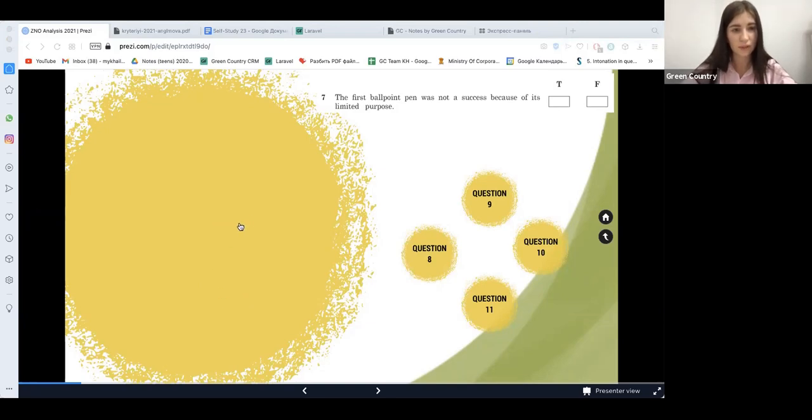1903, it's right here. Let's start. However, this invention did not spread as it could not be used for writing on paper. In time, the patent was also lost. After that, many tried to improve on the design but failed as the pen did not deliver the ink evenly. In the early 20th century, László Biro, a Hungarian newspaper editor, tried to make a pen that would dry quickly and without dirty spots.